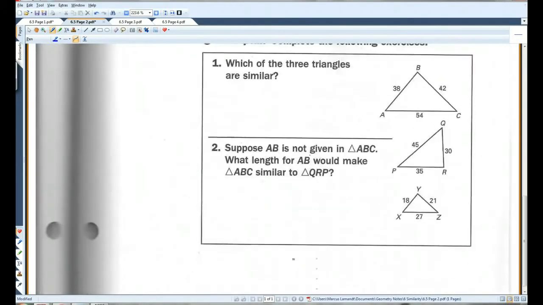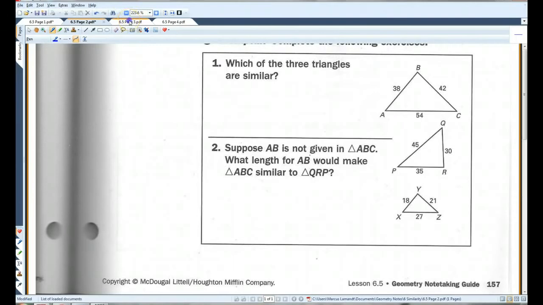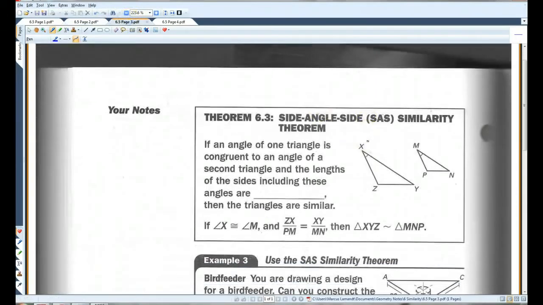Alright, I will let you guys do the checkpoint. Let's go on to page 3. Alright, SAS. If an angle of one triangle is congruent to an angle of a second triangle, and the lengths of the sides including these angles are proportional, then the triangles are similar. Notice that the sides have to include the congruent angles. That means that the angle needs to be in between the two proportional sides.